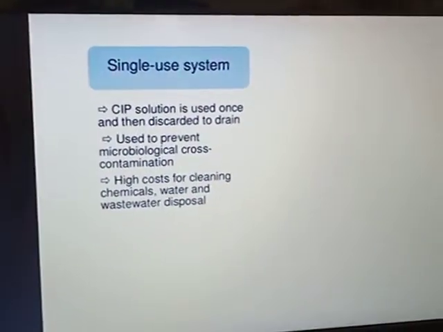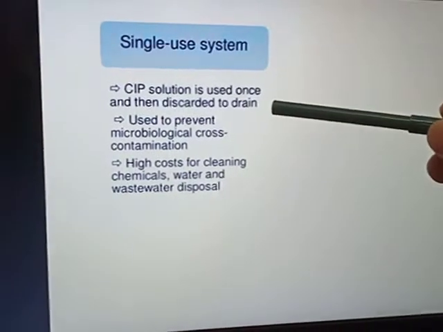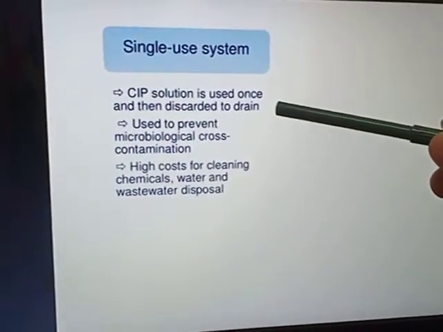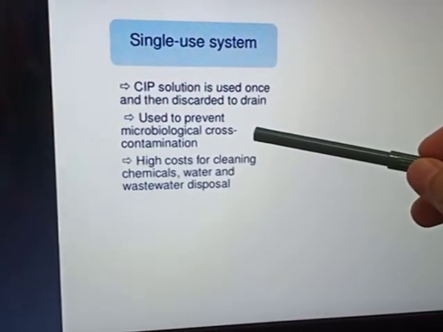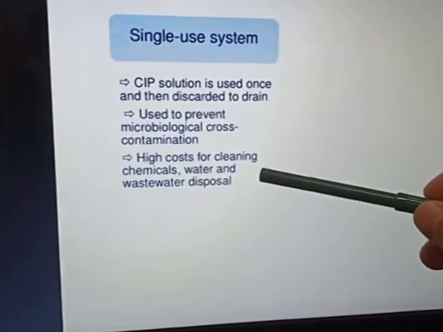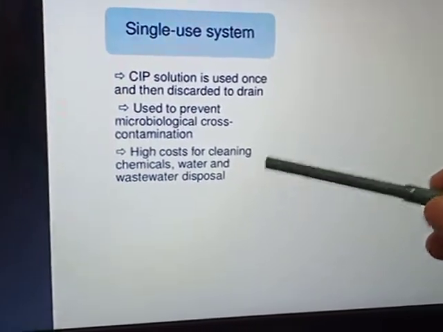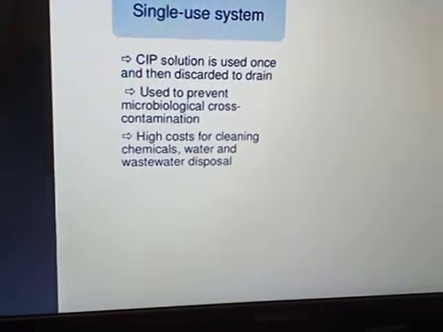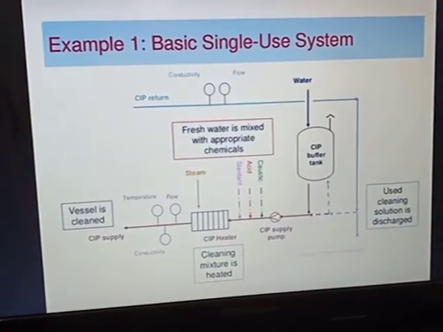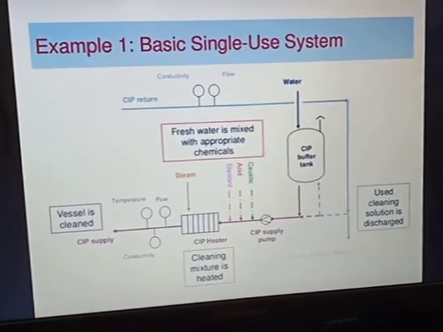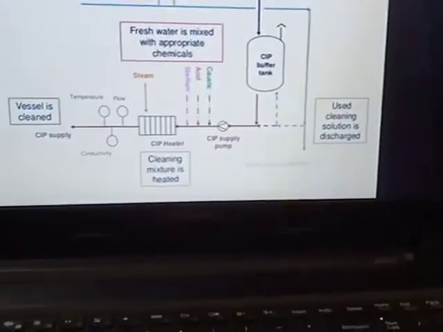And then you have a single-use system. This is the third system. The CIP solution is used once and then discarded to drain. It is used to prevent microbiological cross-contamination, but it has a high cost for cleaning chemicals, water and water disposal. Okay, this is one example of a basic single-use system.